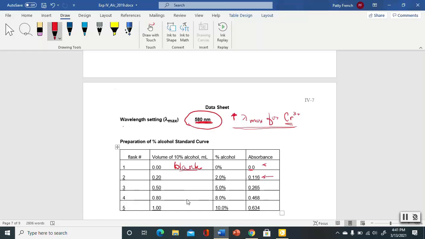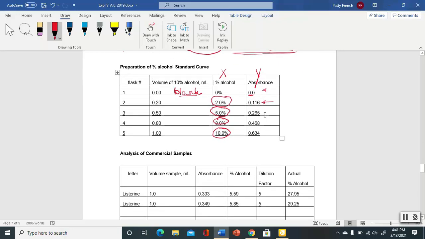The fourth, which contained 0.8 milliliters, I measured at 0.468. And number 5, which had 1 milliliter of alcohol, I measured at 0.634. Now, the 0.2 milliliters, remember, corresponded to what we labeled our graph as 2% on the concentration. 0.5 milliliters we called 5%, 0.8 milliliters we called 8%, and 1 milliliter we called 10%. So we plotted absorbance on the y-axis and percent alcohol on the x.